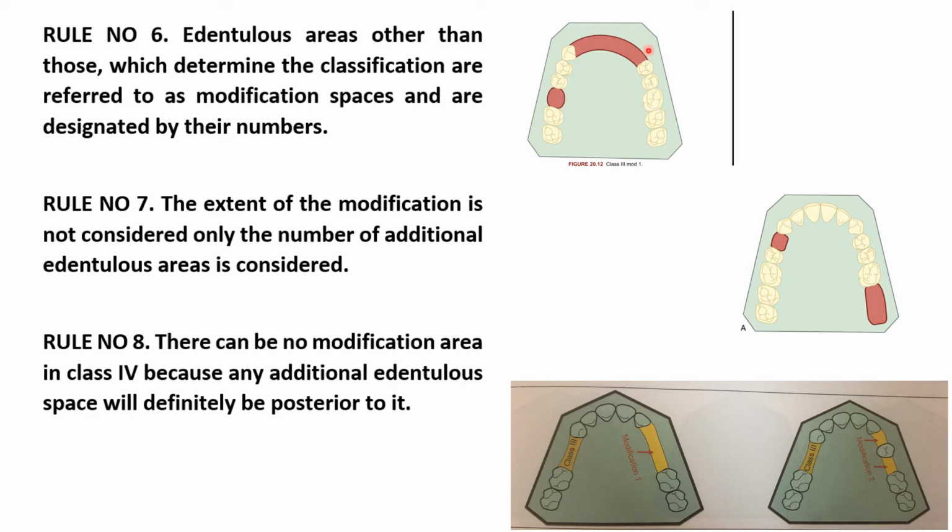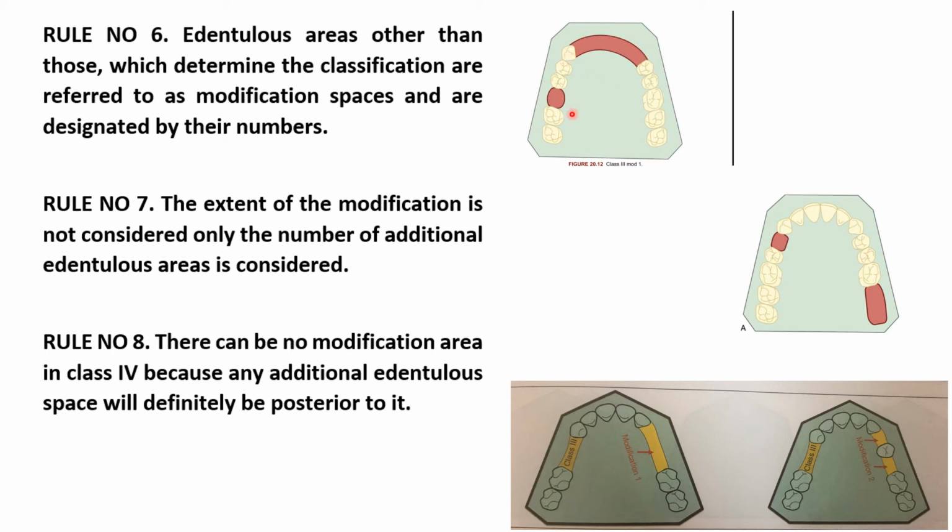This is the anterior, and this is class 4. As rule number 5 states, the most posterior area determines the classification. So this is class 3, and according to rule number 6, the other edentulous areas are designated by the number as modification spaces. So this is class 4, which is a modification. You write it as class 3 modification 1 because only one edentulous space is missing.